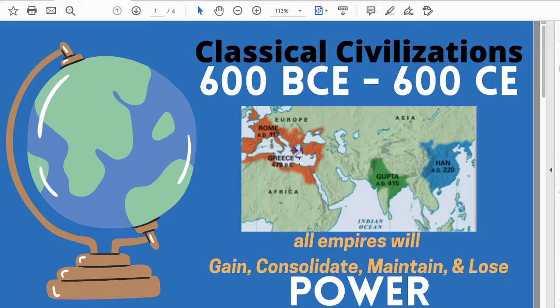We will start in ancient Greece, which is purple here on this map, and then we'll hit up Rome, and then thereafter we'll hop back over to India and study about the Guptas and the Mauryans, and then finally we'll end up with the Han Dynasty. This classical civilization period, there's going to be a lot of stuff between the Romans and the Han Dynasty that we will be studying and taking a look at. And all empires, regardless of what we are studying throughout the course of history, have all gained power, consolidated power, maintained it, and ultimately lost their power. So this will be a key factor as we look through.